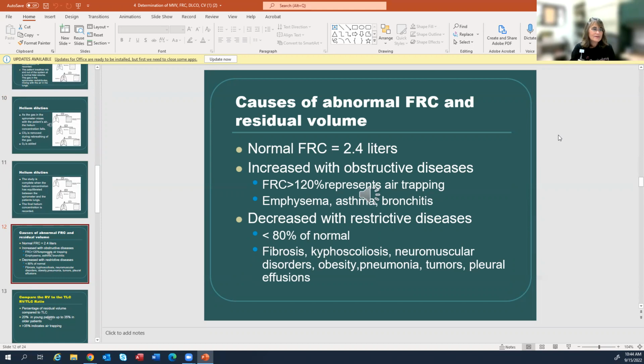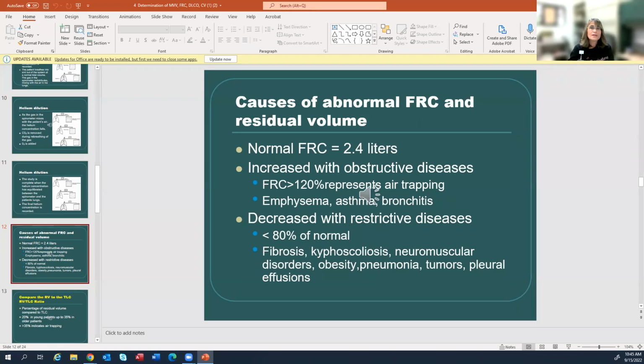If the FRC is more than 120% of their predicted value, that tells us that they've got a lot more air left in their lungs at the end of exhalation, and it represents air trapping. So somebody who has emphysema, COPD, they're going to have a high FRC.